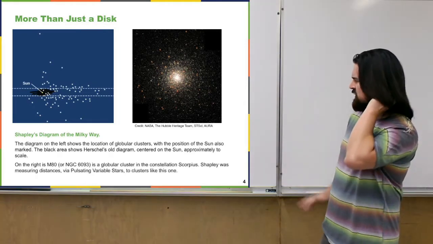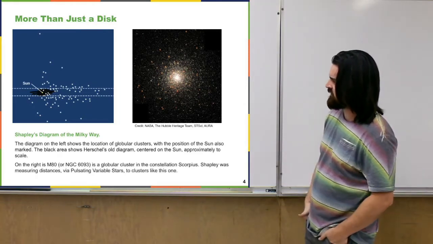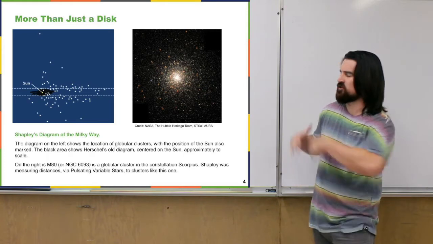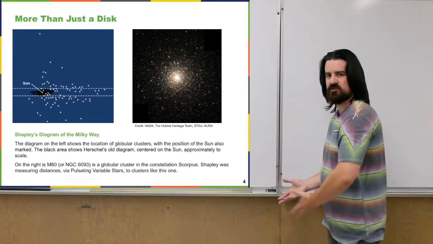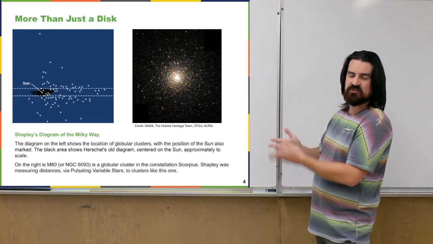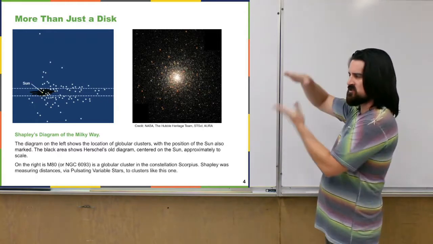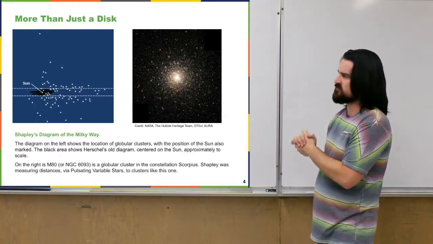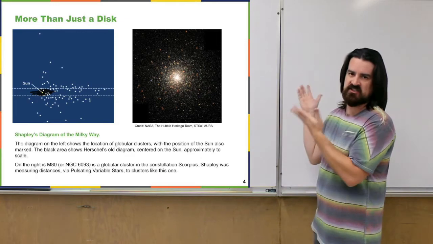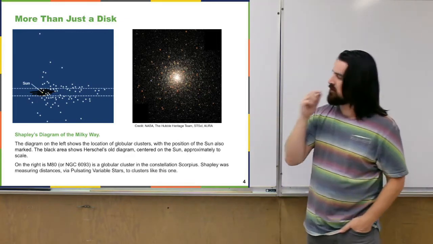And this is one of those globular clusters I think I showed you before, M80. So basically by looking at these things and using the pulsing variable stars, you could determine that actually there's a decent amount of stuff not necessarily in just this disk anymore, and also much further away than that 6,000 light years that the Herschels could see.